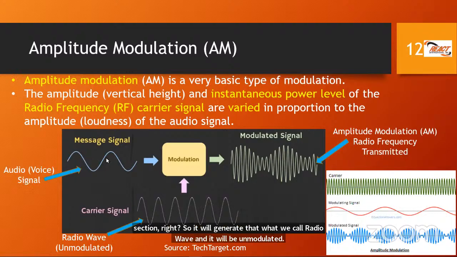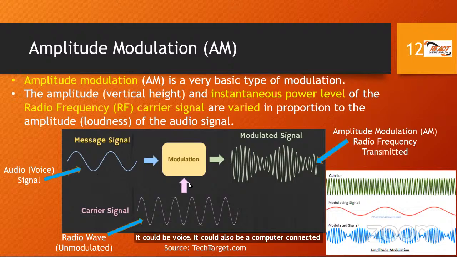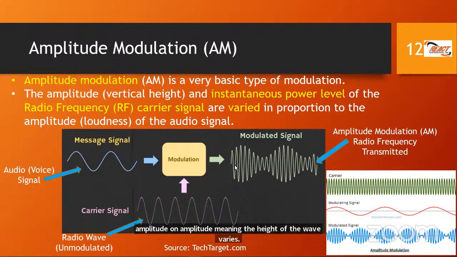And then now we introduce a signal. It could be voice. It could also be a computer connected and sending a digital signal of tones to the microphone or to the input jack, right? And we call that the message signal. And then this circuitry here will take the sine wave that's generated as the carrier signal, impose our voice or maybe digital signal onto it and produce a modulated signal. And for AM, this is what it will look like, because the amplitude, meaning the height of the wave, varies. So that's why we call it amplitude modulation as opposed to phase modulation or frequency modulation, right?